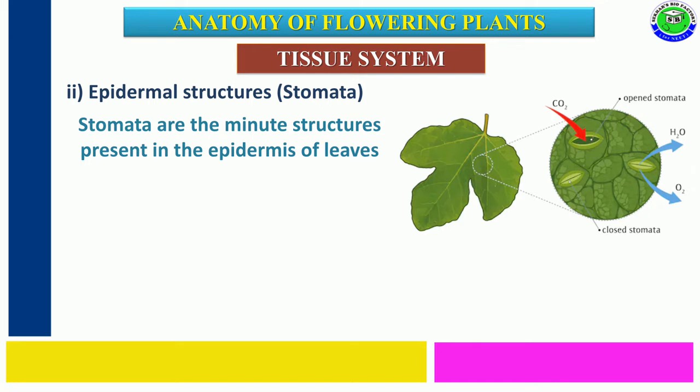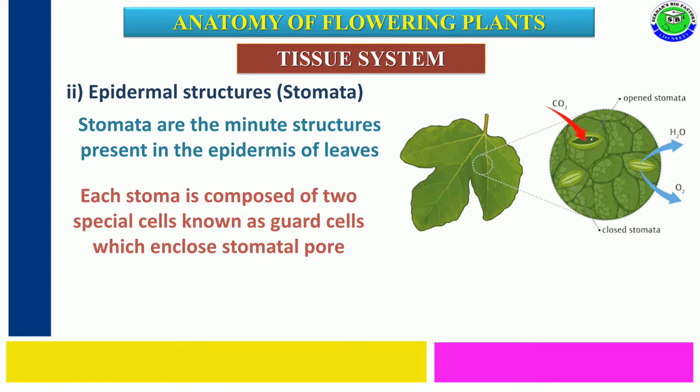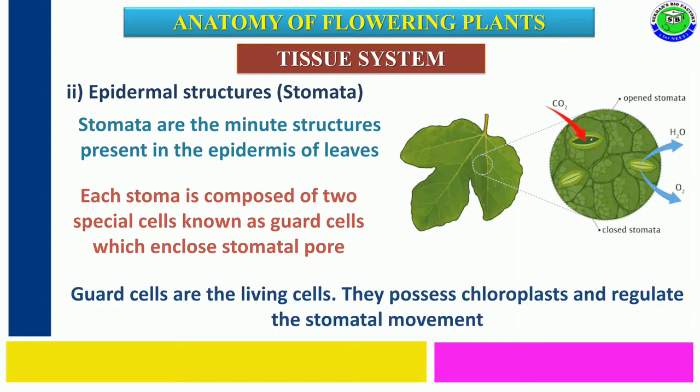Stomata are minute pores present in the epidermis of leaf and young stem. Each stomata consists of two specialized cells called guard cells, and these two guard cells are present around the stomatal pore. These guard cells are living in nature, and these cells contain chloroplast and regulate the stomatal movement during opening and closing of stomata.